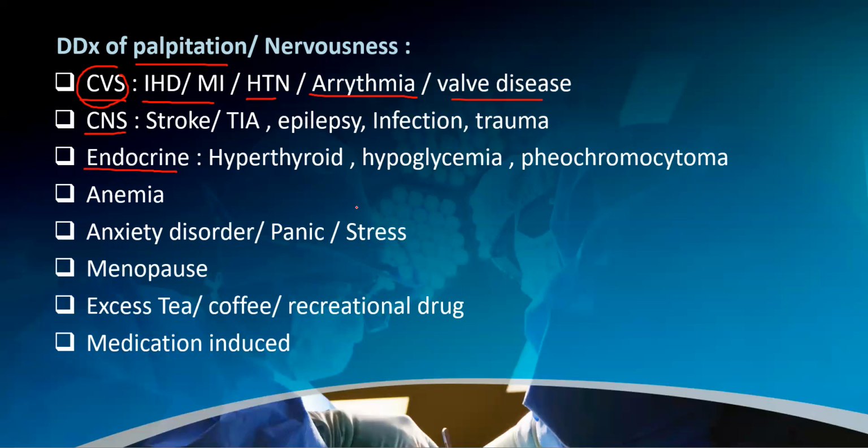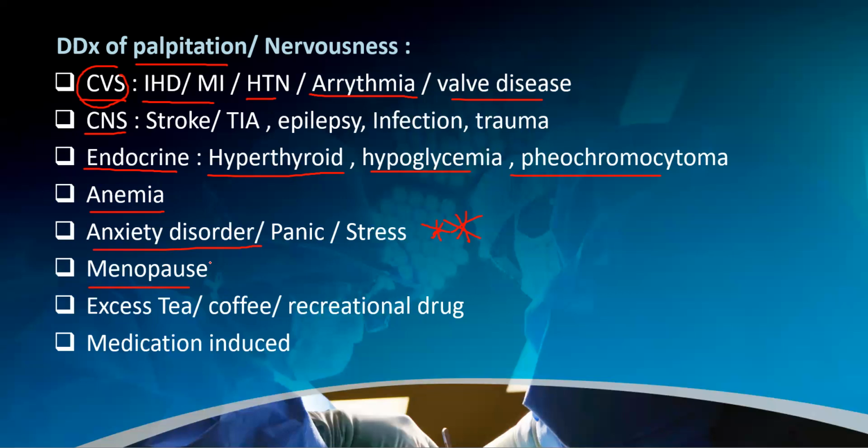Endocrine is a very important differential diagnosis, especially hyperthyroidism. This is an exam case. Then sometimes hypoglycemia can present with palpitation or even nervousness. Pheochromocytoma is also very important. Anemia can cause palpitation or tachycardia. Anxiety disorder is very important to rule out: panic attack, stress disorder, or anxiety disorder in anyone presenting with palpitation. Sometimes menopausal women can feel palpitation or even nervousness or quite anxious.